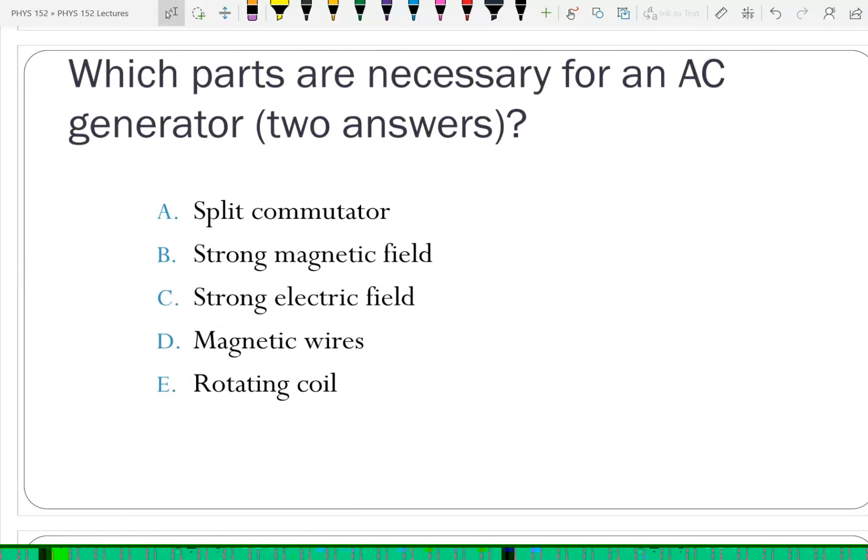So, clicker question. What two parts are necessary for an AC generator? And yes, this is 2 items. Put in your 2 answers and hit enter. I actually made it so you could enter more than 2 because I wasn't thinking, but there are only 2 that are correct.